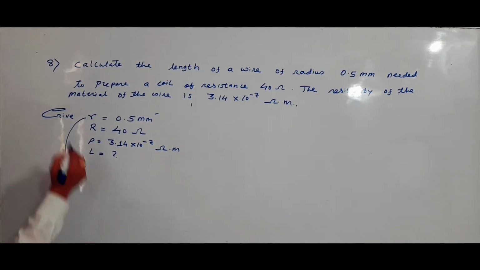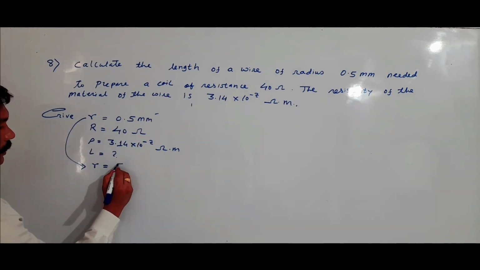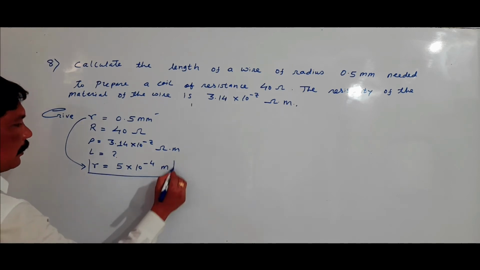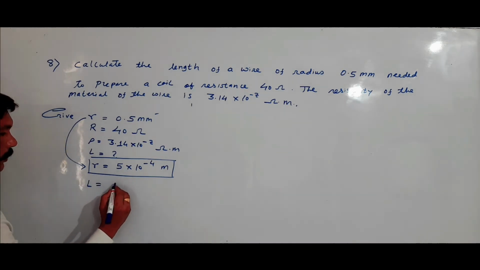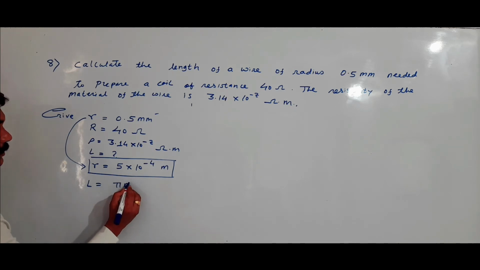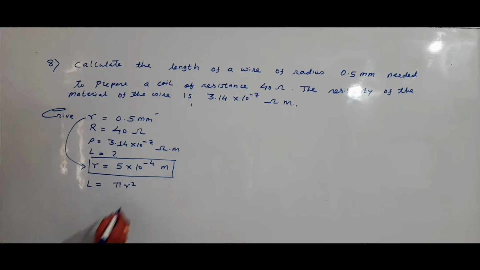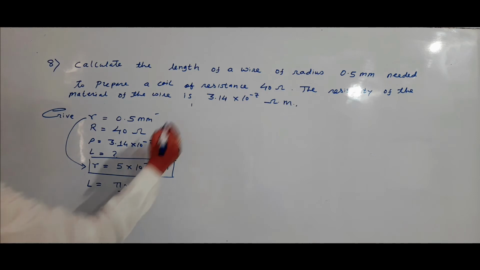We have found out the value of r in meters, that is 5 into 10 to the power minus 4 meter. Our formula is L is equal to pi r square into capital R upon resistivity of the material. We put the value.